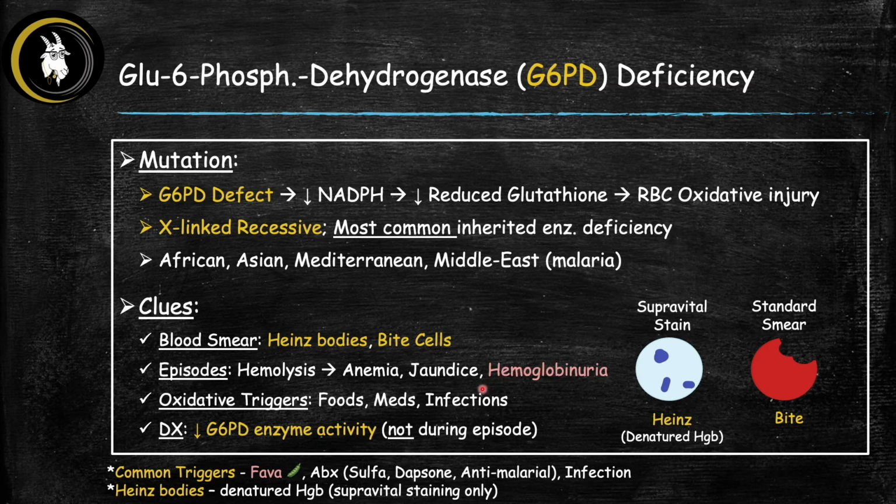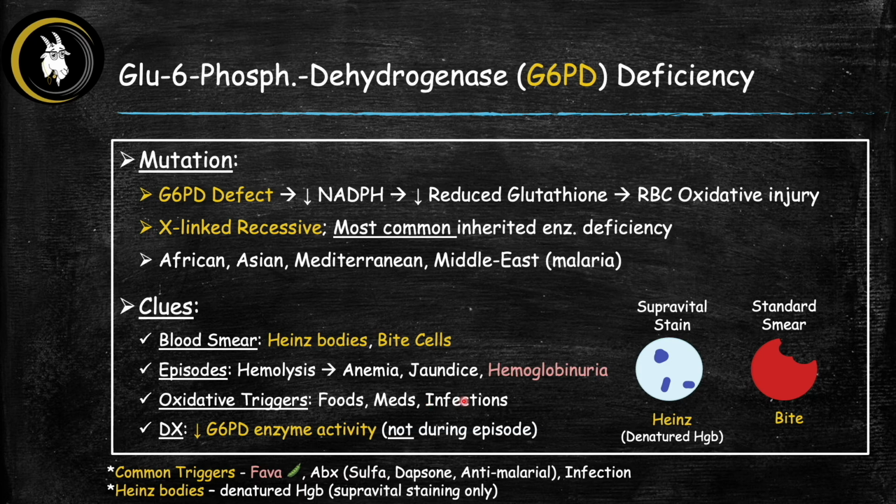So these episodes are going to be triggered by oxidative stress, so things that generate reactive oxygen species, and that's because the main problem here is inability to handle oxidative stress. So the three main exposures that are going to generate oxidative stress are certain foods. Number one, especially fava beans is a board exam favorite for triggering a crisis in G6PD deficiency. Number two, medications, especially specific antibiotics like sulfa drugs, dapsone, and anti-malaria drugs are commonly asked about on exams.